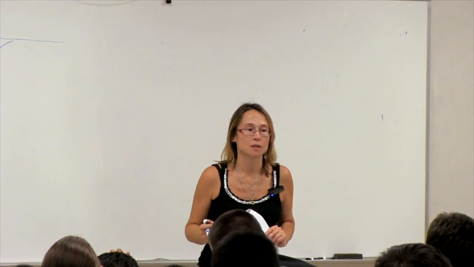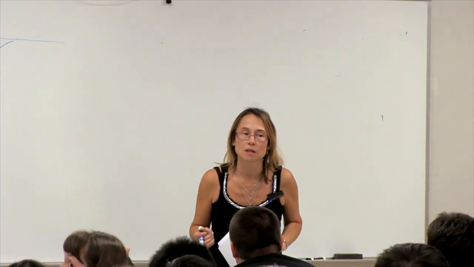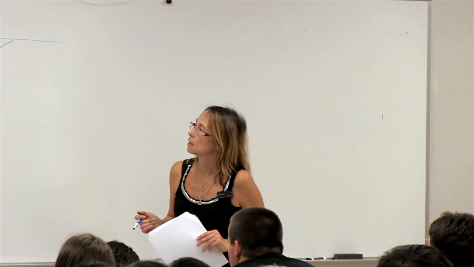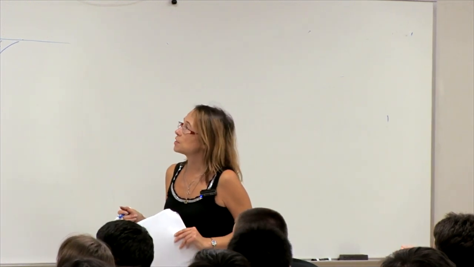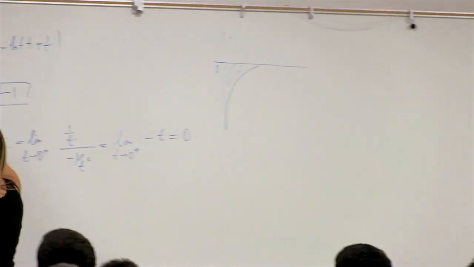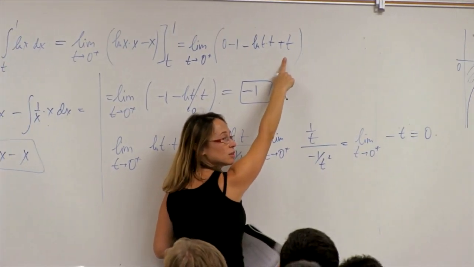Question? I'm kind of confused. Where did the plus t go? Just go away somehow? Oh, it's a limit when t goes to 0. So the limit of that guy is 0.